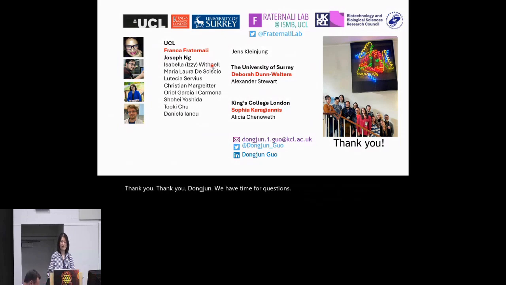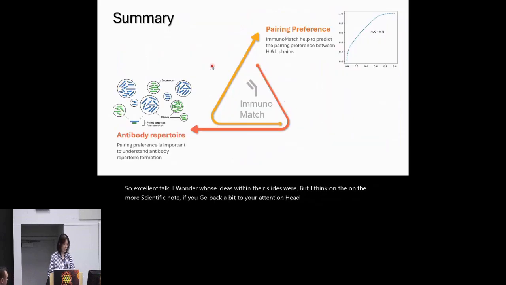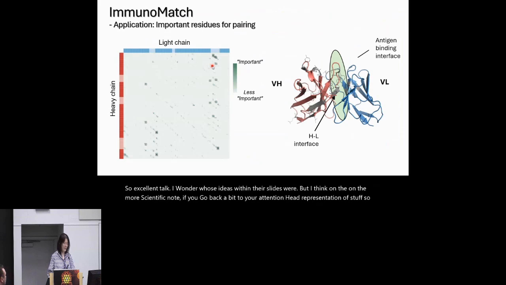So, excellent talk. I wonder whose ideas the Tinder slides were, but on a more scientific note, if you go back a bit to your attention head representation, it doesn't immediately strike me as something that's very doable, right? This matrix is not immediately available from the way that I think about attention heads. So what did you have to do to get here?